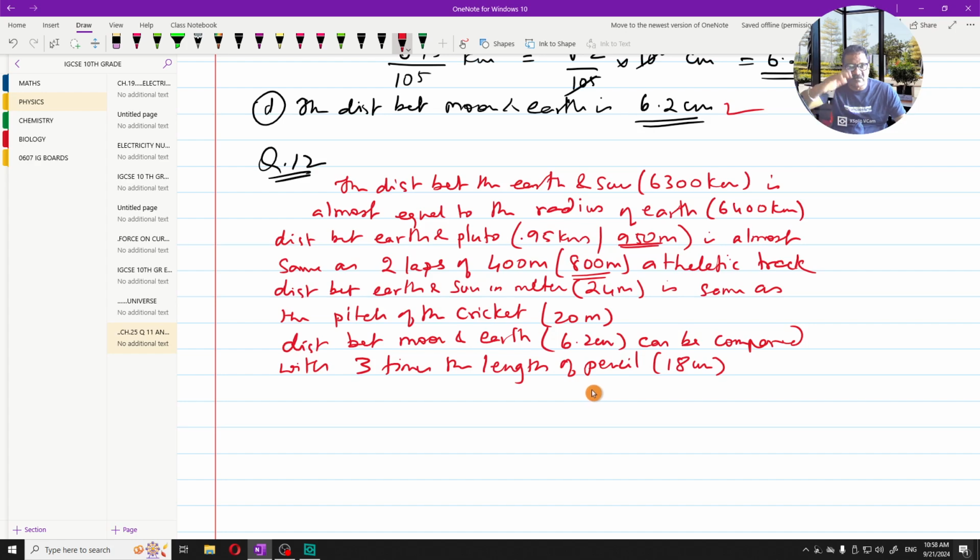This is the comparison of all the 4 values you got in question number 11, A, B, C, D. You are comparing that with the pencil, then with the cricket pitch, then with the athletic track, and then with the radius of the earth. So this was question number 12 and question number 11, both from the Davidson book, the latest third edition, from chapter number 25. And I think now many of the students will find it really easy, and they will understand question number 11 and 12. So that's all for today.